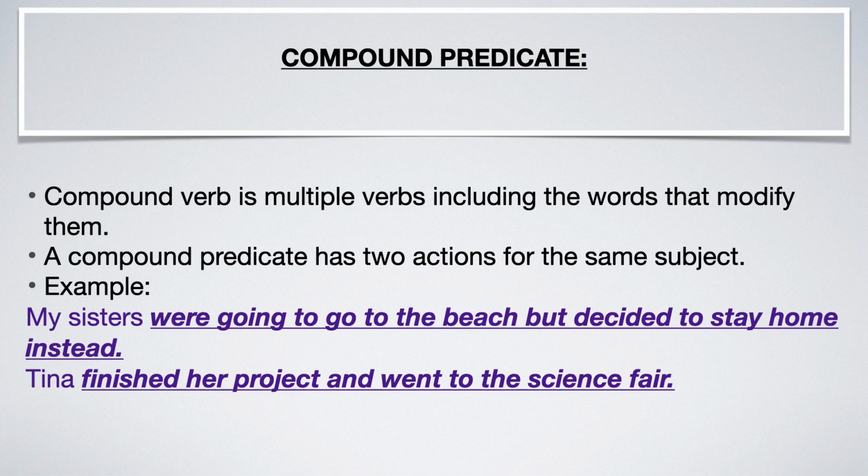Next example: Tina finished her project and went to the science fair. Here also, finished project and went to science fair, two actions are seen. Multiple verbs like finished and went are given. This is also an example of compound predicate.